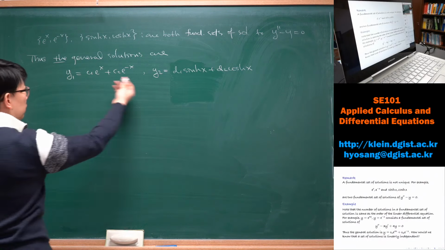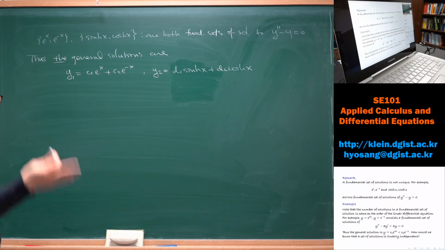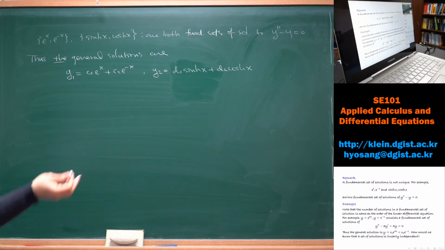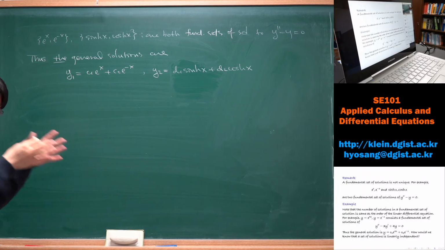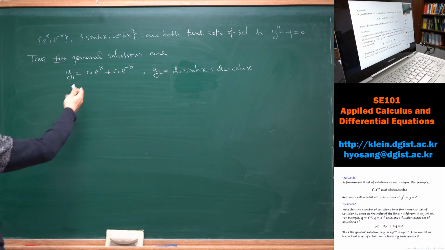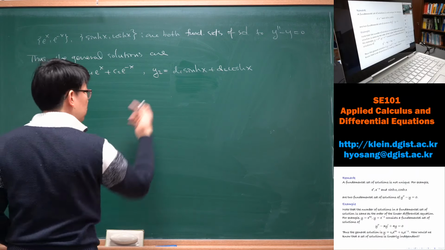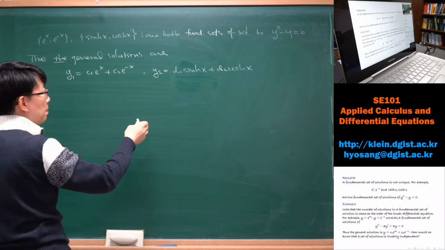Because it seems that these solutions are different, right? When you say "the" something, it means it's unique. If you say "a" general solution, it's one of the general solutions. When I say "the" general solution, this is the unique general solution, the most general solution. These seem different functions, but these actually are the same function.